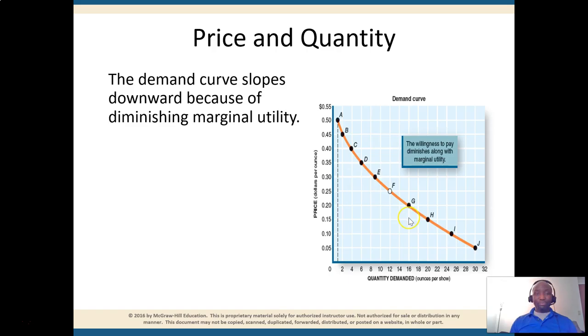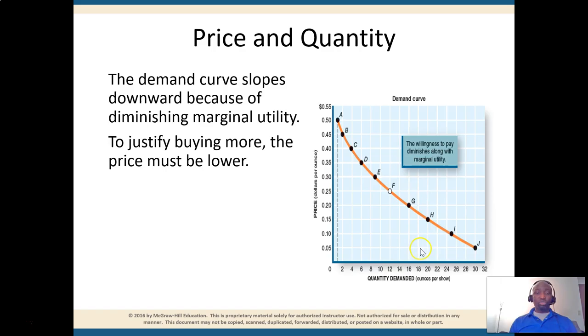Okay, we saw that the marginal utility is going down. What does this mean? It's going down because the satisfaction you're getting is going down. Therefore, you are not willing to pay a high price. You consume more, the price goes down, because the marginal utility is going down. The willingness to pay diminishes along with the marginal utility. Okay, so to really justify buying more, the price has to be lower. Like, if you want me to buy more pizza, you gotta cut the price, man.